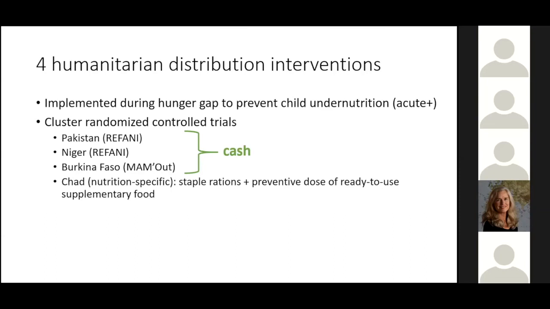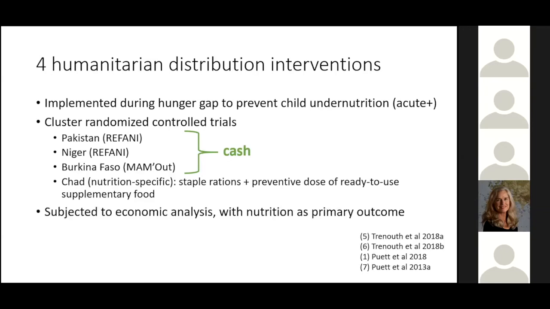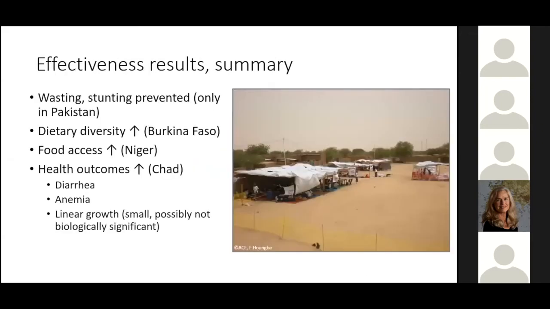And I've included another study here in Chad that is a nutrition-specific food distribution, but that also looks to prevent undernutrition using a staple ration and a preventive dose of ready-to-use supplementary food. So all of these trials had economic analyses conducted with the objective to see whether they were effective and cost-effective at preventing undernutrition, specifically wasting and possibly stunting. But of these 4 studies, in only 1 study in Pakistan did we see any preventive effect on wasting and stunting. The other studies showed some effect on dietary diversity, food access, and some health outcomes for the nutrition-specific intervention.